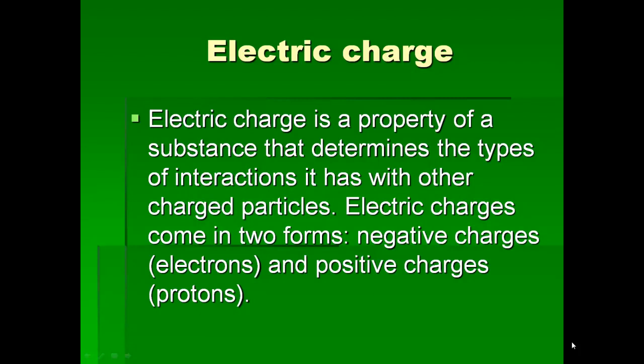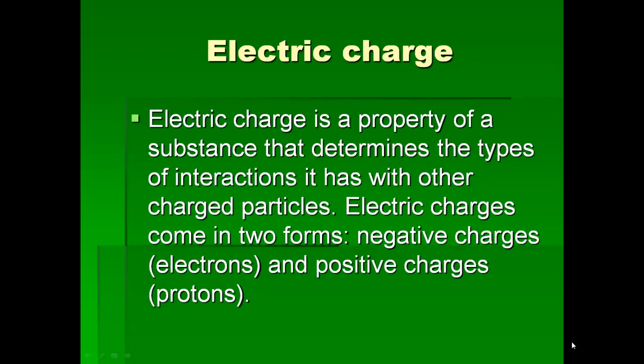Hopefully you've all had some exposure to some of this content in some of your other classes. Electric charge, which you've talked about as regards protons and electrons and so on, is a property of a substance that determines how it interacts with other charged particles. So think about, for example, an electron. How do electrons behave when they're around other electrons? And how does that behave, or what is the difference there with how it behaves around protons?